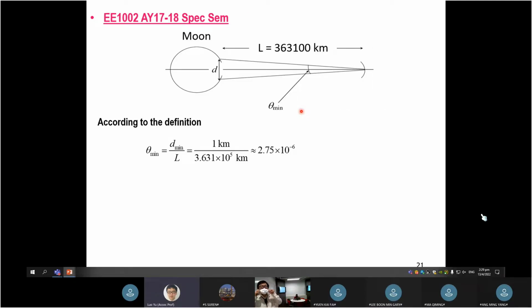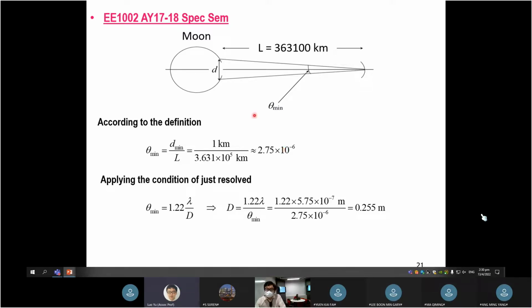Given the smallest distance, the angular resolution should be just d divided by L. d is 1 centimeter, divided by the corresponding L given in the question. I find it's about 2.75 times 10 to the minus 6. This is in radian, not in degree.